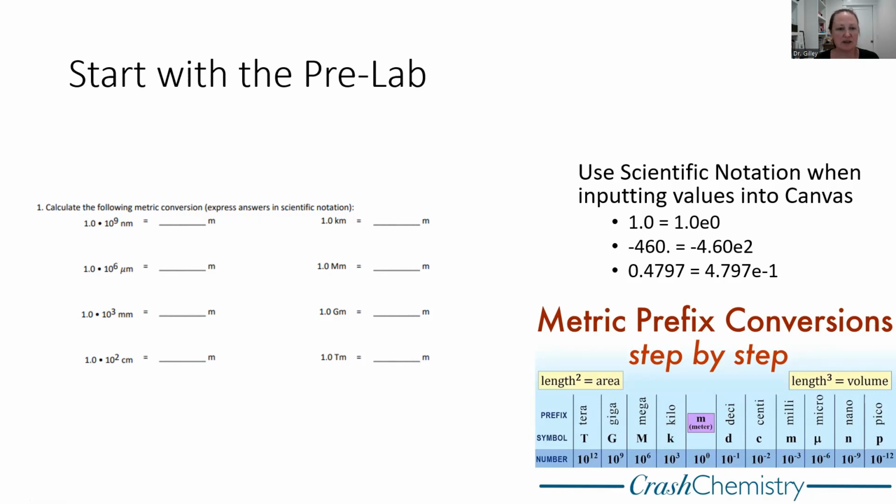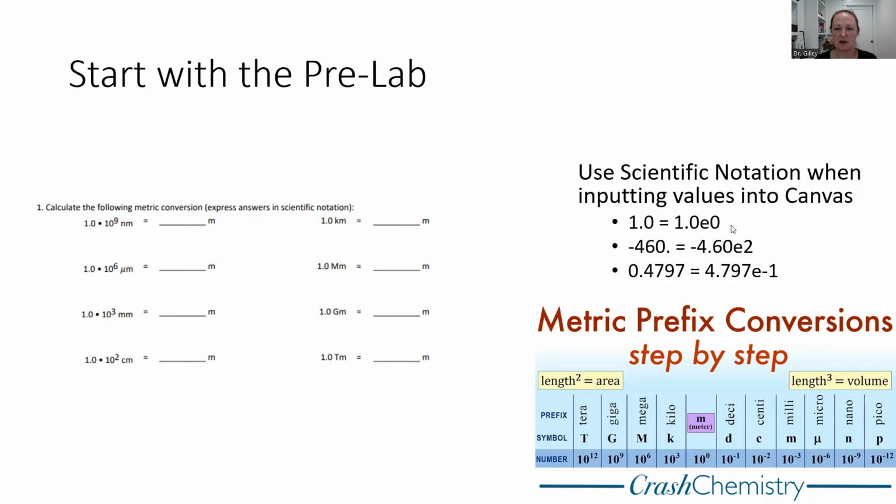So you can enter these values in scientific notation when you're in Canvas, or you can enter them without scientific notation. So for example, if the answer to this first one was 1.0, you could enter that as 1.0 or 1.0 e to the 0, which is the way to do it in scientific notation.